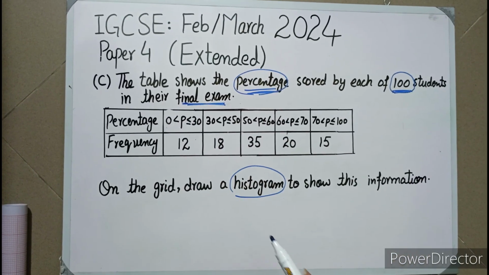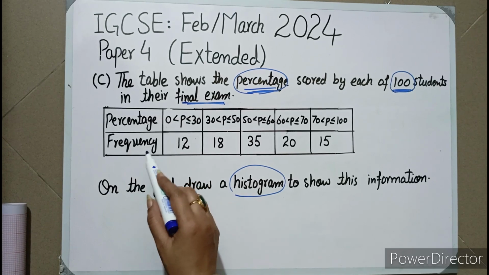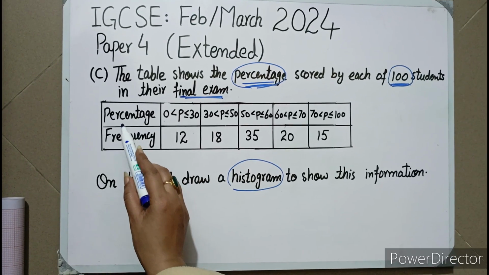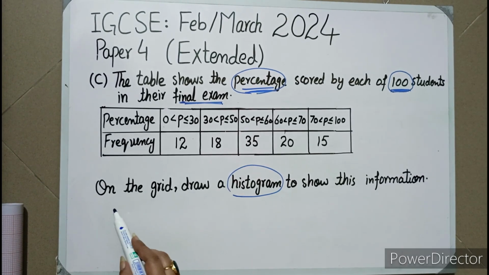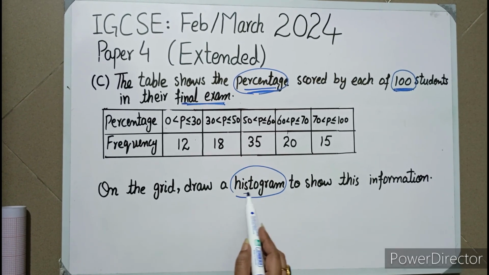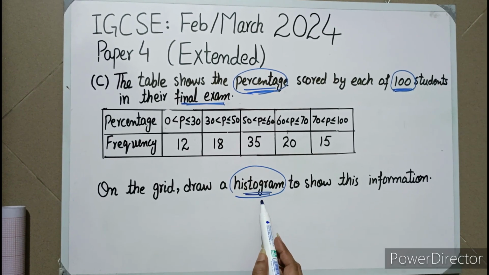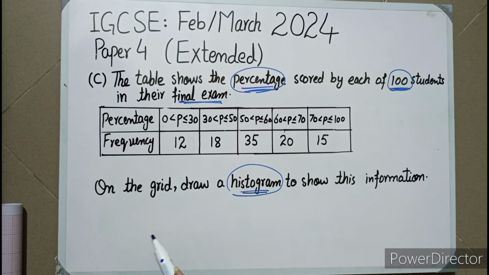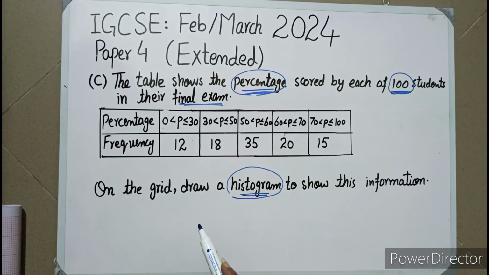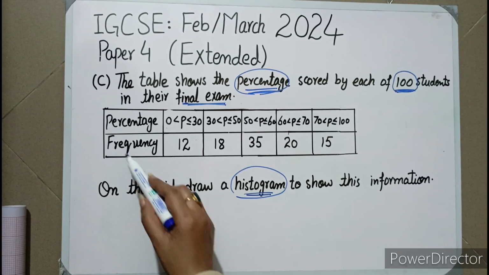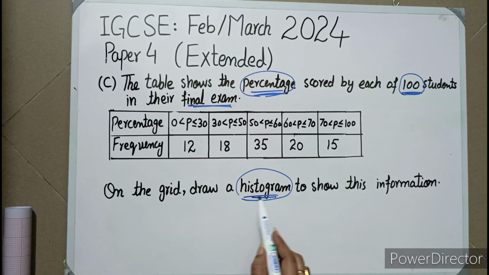He has given all the data in the form of a table. In the table, he has given two things, percentage and frequency. What he is asking for on the grid is to draw the histogram. It means that you have to draw the histogram on graph paper to show this information, a pictorial representation of this data.